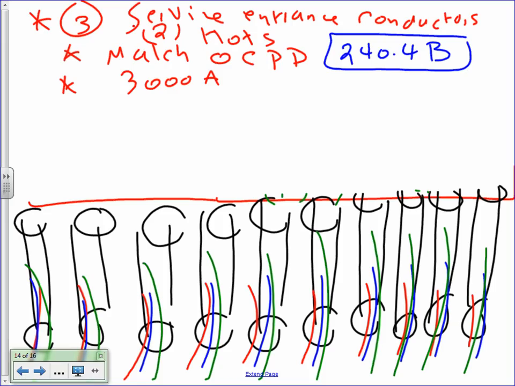Is it C? Yes, thank you, you're absolutely right. 240.4 C will tell you if you're over 800 amp, you have to match the overcurrent protection device. Now, can I find a conductor, guys, that can carry 3,000 amp?